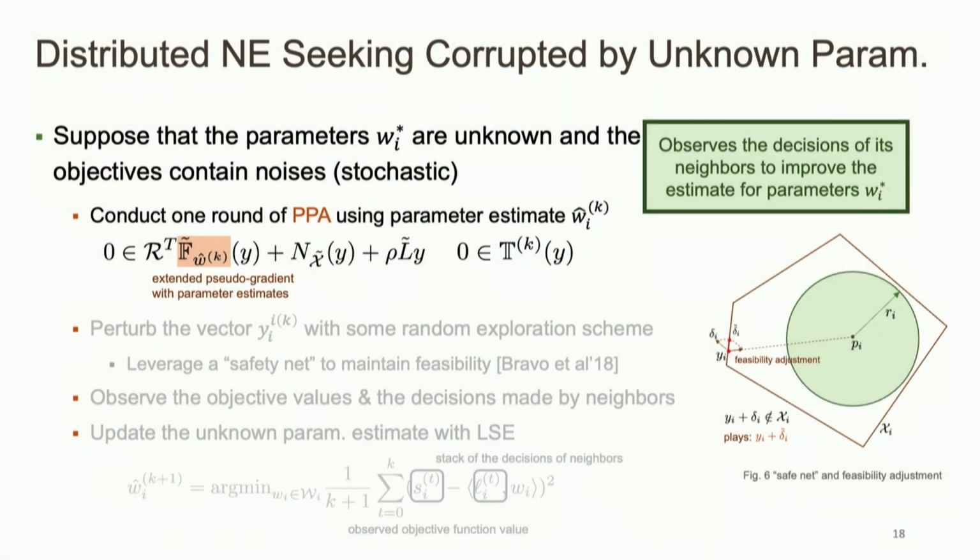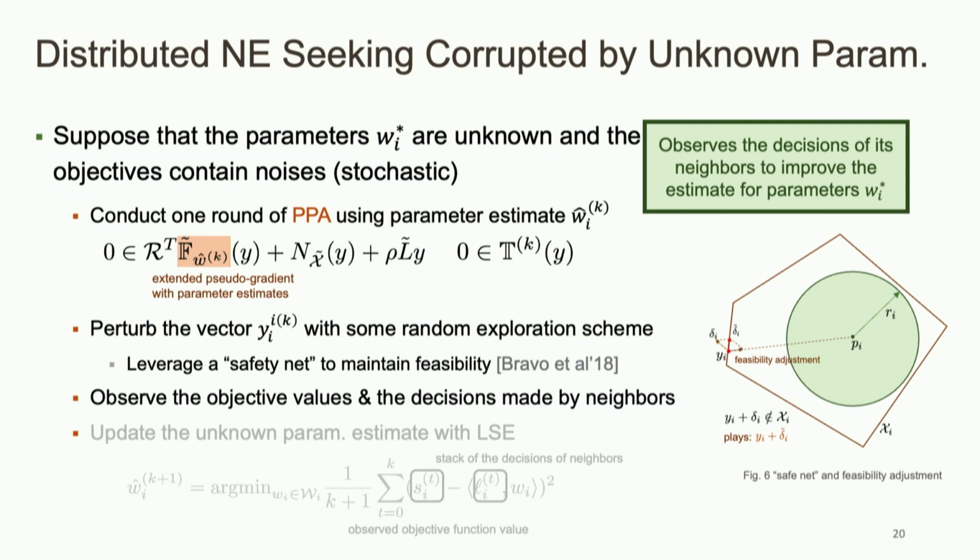So to begin with, each player is expected to make some updates about its local decisions and local estimates using a single round of the proximal point algorithm we just introduced. But now this update is parameterized not by the exact parameter W star, but by the parameter estimate W hat. After each player determines its updated local decisions, we then perturb the decisions that this player is going to play for this iteration. And we also leverage a safety net trick to pull the perturbed decision a little bit towards an inner point of the feasible set to ensure the feasibility of the results. After that, each player will observe the realized noisy objective value and the decisions made by its neighbors. In the last step, each player will utilize an ordinary least squares estimator to improve its parameter estimation and redo the iteration.